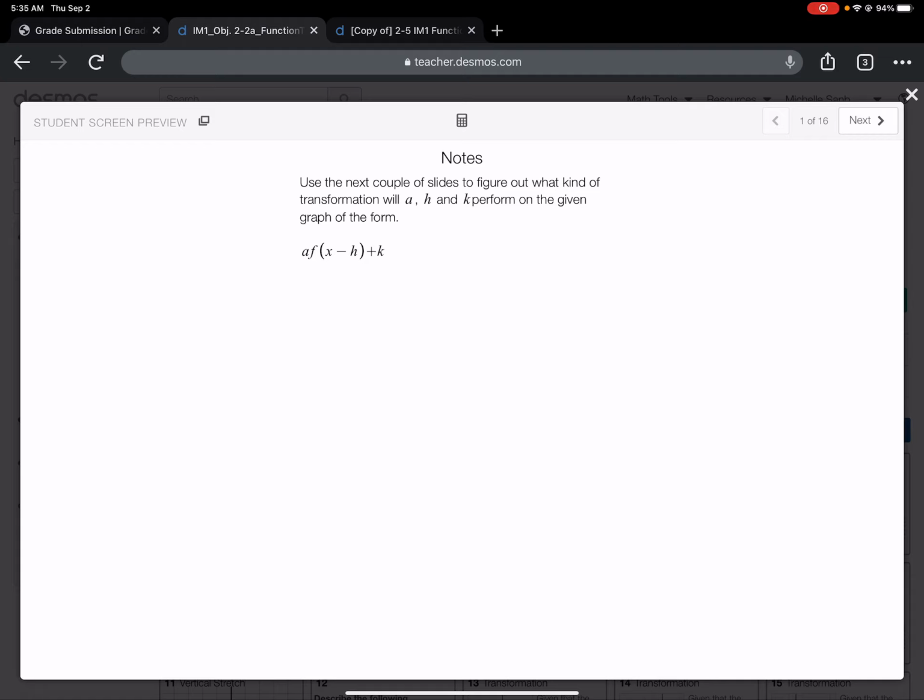Okay, so use the next couple of slides to figure out what happens with H and K and A. So let's talk about it: you have your H in front of your F, you have your A in front of F, your H next to your X, and then K. So H is what moves the function to the right and to the left. K is what moves the function up and down, and A is how wide or narrow or upside down the graph may be, okay?